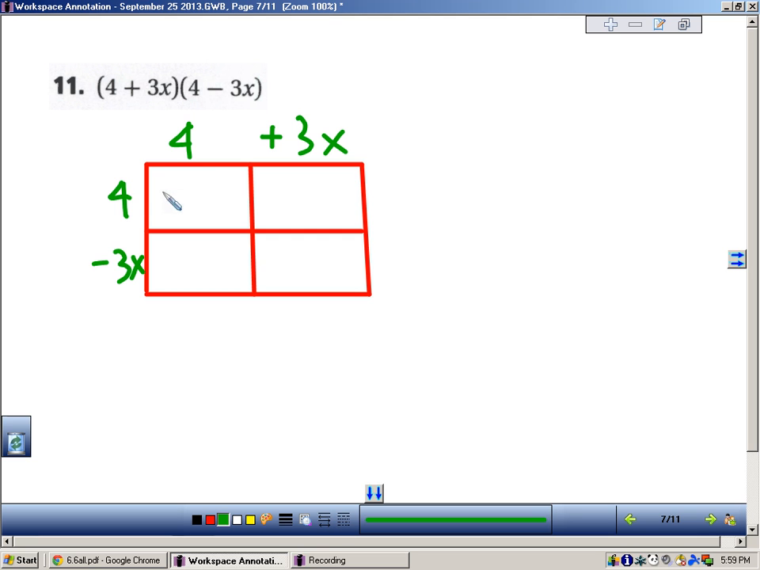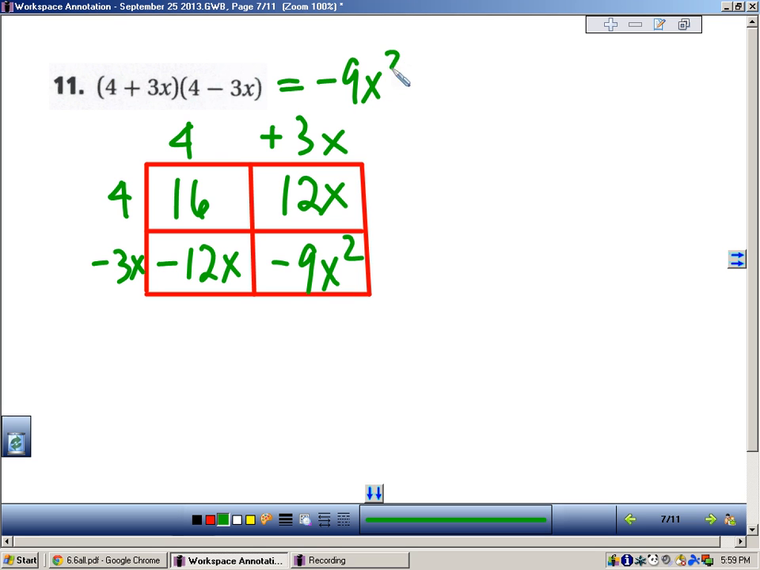So what's 4 times 4? To find the area of this piece here would be 16. What's 4 times 3x? It's 12x. What is 4 times negative 3x? Negative 12x. And negative 3x times positive 3x is negative 9x squared. So you could see here that when you combine these terms, your negative 9x squared would be the first term, since we're writing it in standard form. Negative 12x and positive 12x, when those are combined, they cancel each other. And then positive 16 would be here, plus 16. So that's the solution. Okay?